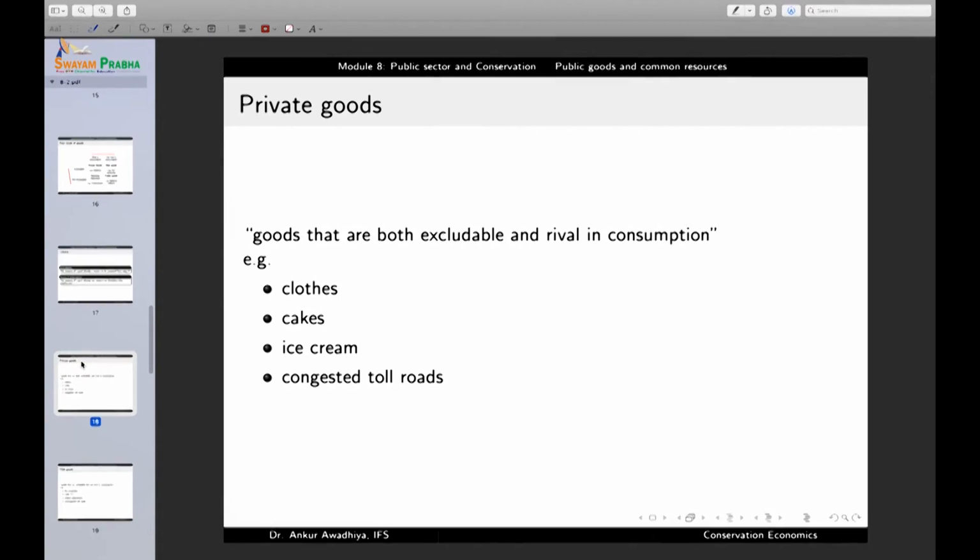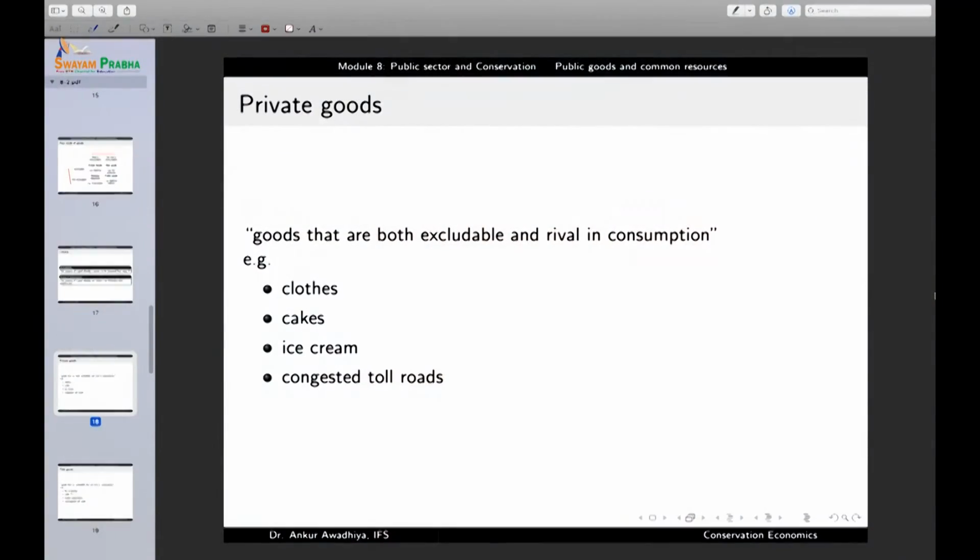So if I have a cake and if I eat up this cake, then less of this cake is available for you to eat. So it is a rival in consumption. The more I eat, the less remains for you. But it is also excludable. I can say that this is my cake, I am not going to allow you to eat it. So it is excludable. Goods that are both excludable and rivals in consumption are known as private goods.